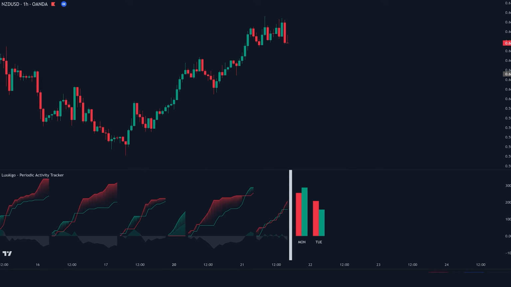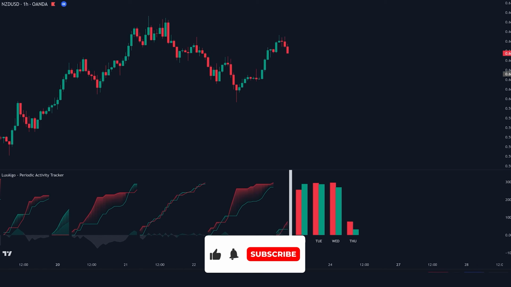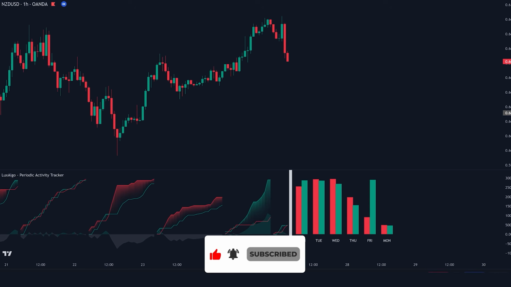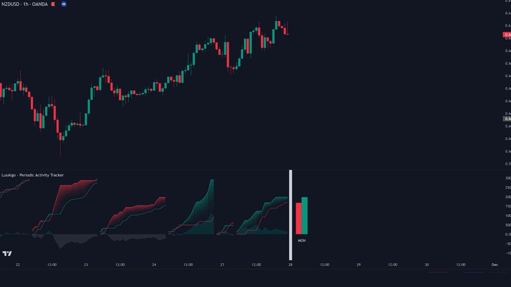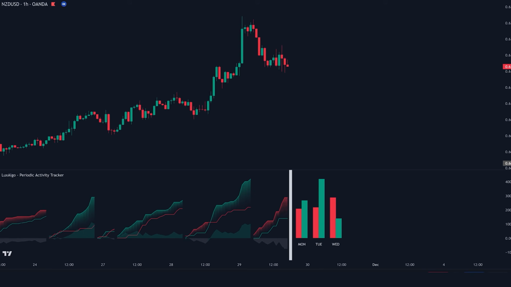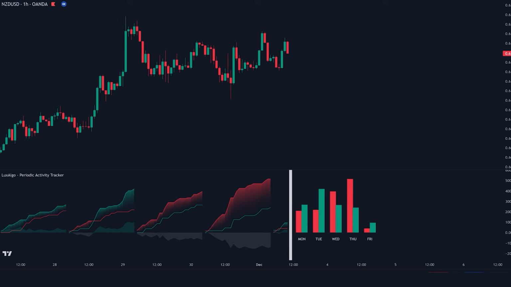The periodic activity tracker isn't just a regular tool. It's like a guide for your trading journey. It helps you see and understand how much buying and selling is happening in the market. You can change it how you like and use it to spot the market's ups and downs. So, give it a try, see what it can do, and let it help you make better trading decisions.